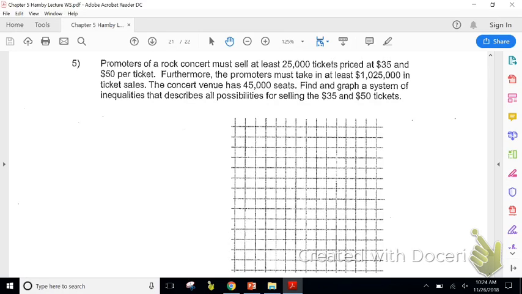All right, so, what do we know? They must at least sell 25,000. Okay, so what kind of tickets are they selling? The $35 and $50. So let's let X be the number of $35 tickets, and Y be the number of the $50 tickets. So in that case, the number of 35s and the number of 50s has to be greater than or equal to 25,000.